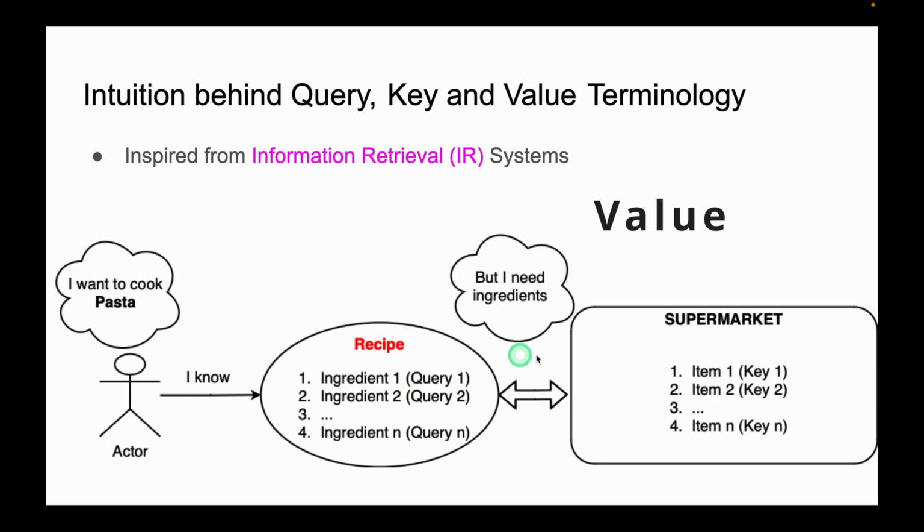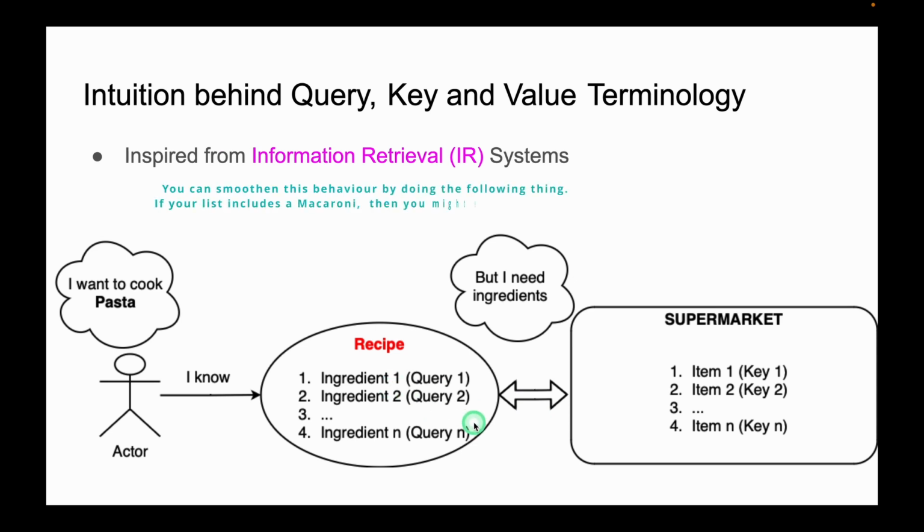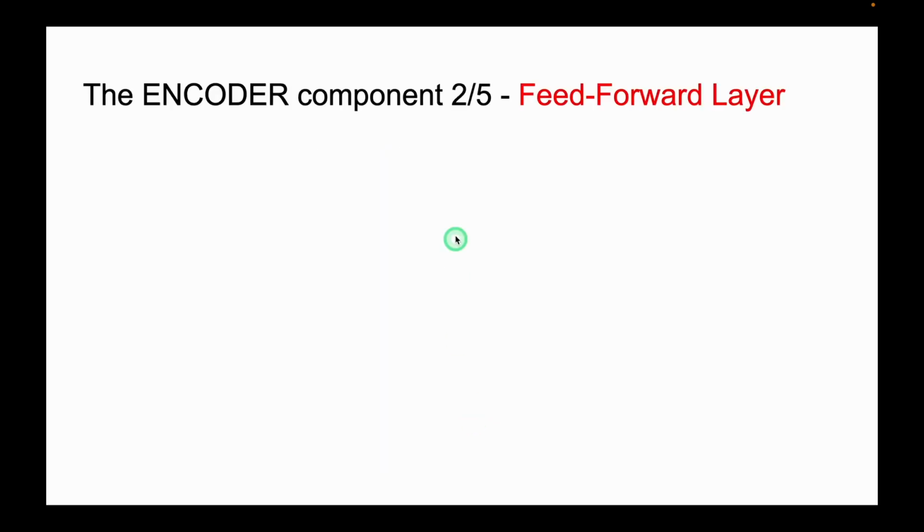Remember the dot product which we computed in the last slide of the self-attention mechanism? That is the similarity function here. In this way, you will get a key, that is an item, for every query, that is for every ingredient. You can smoothen the behavior by doing the following. If your list includes macaroni, then you might end up getting penne or macaroni or spaghetti and ravioli. So this is the intuition behind using terms like query, key and value.